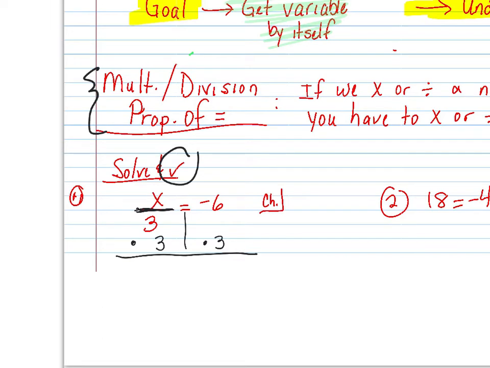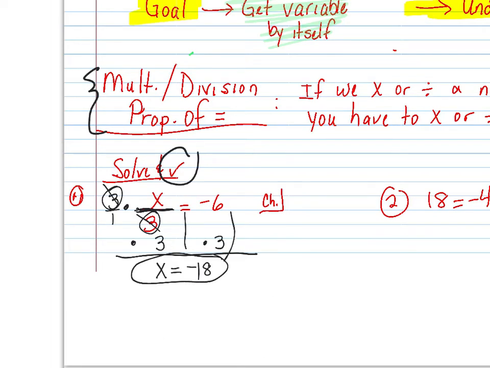Draw your line. X divided by 3 times 3? No, look at, I'm going to put this times 3 out here for a second. See this right here? That 3 is 3 over 1, isn't it? What happens to the 3 in the numerator and the 3 in the denominator? Cancel out. That's why we're doing it. They become 1s, right? They cancel. So we have x on this side equals, what's negative 6 times 3? Negative 18.